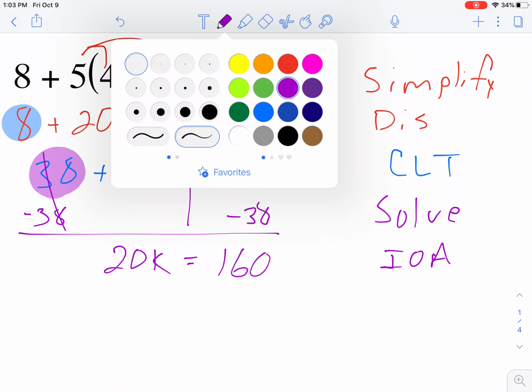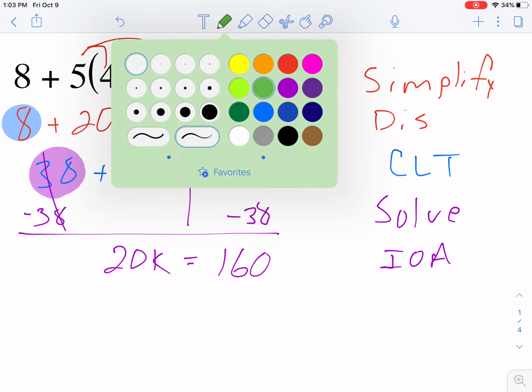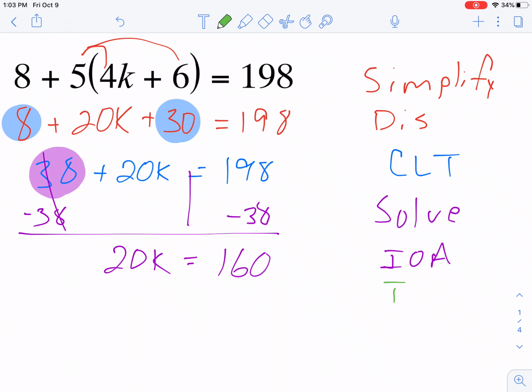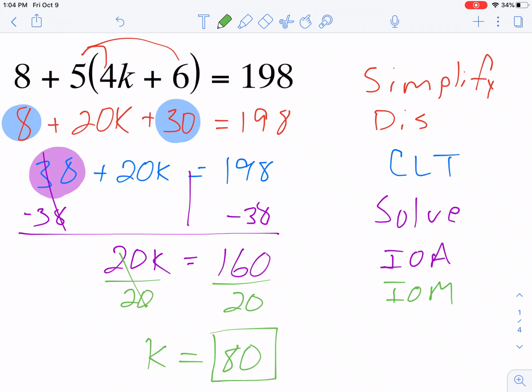Now I want to get rid of the 20. So in order to do that, I'm going to do the inverse of multiplication. And I'm going to divide both sides by 20. 20's cancel. K drops down. Equal sign drops down. 160 divided by 20 is 8. I would only enter the number 8 into Canvas.